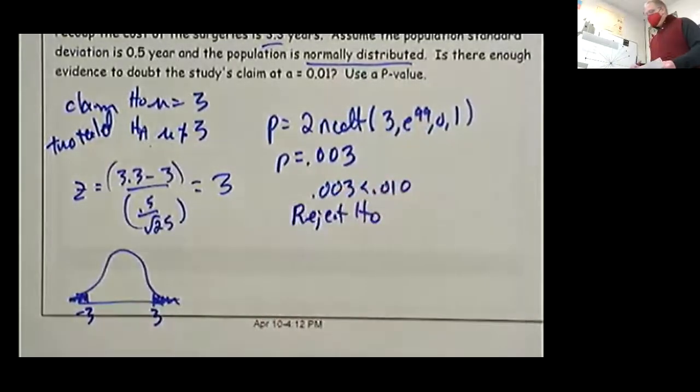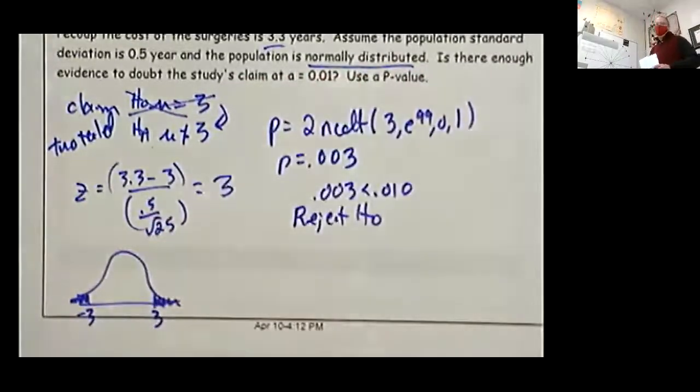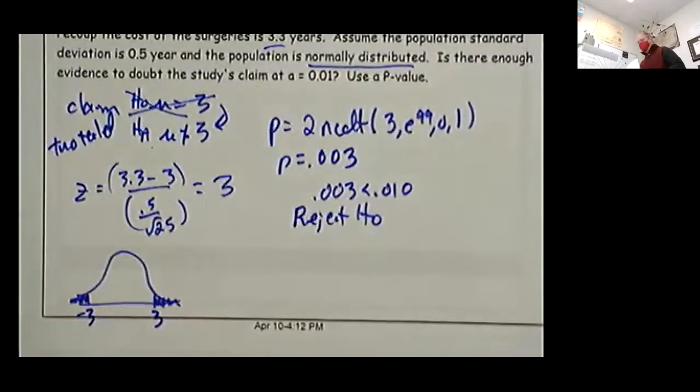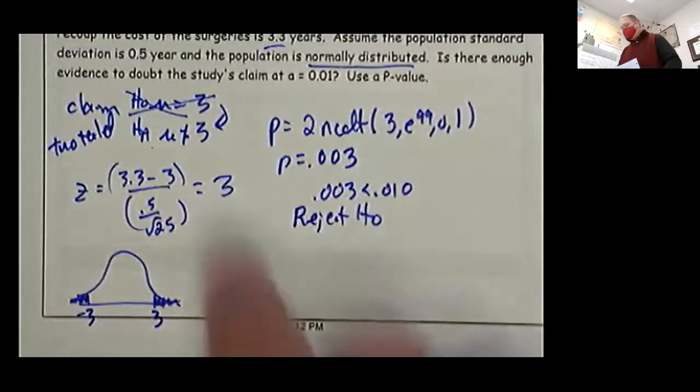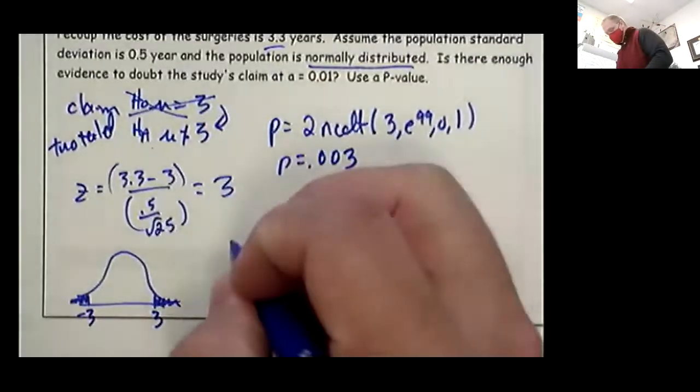Now, is that good for us or bad? And when I say us, I mean the claim. Is it good for the claim or bad for the claim? So we're going to reject the null in favor of the alternative, and that's not really good for the claim because the alternative was not the claim. So we're rejecting the claim in favor of the alternative. And again, because our claim was the null, we're going to use the word reject in our answer.